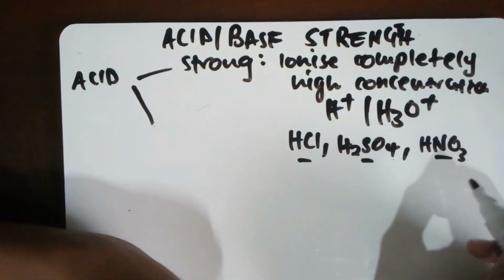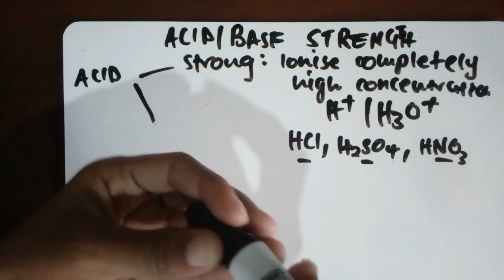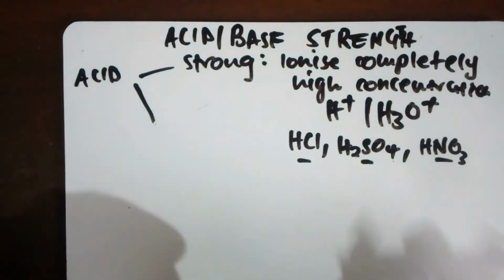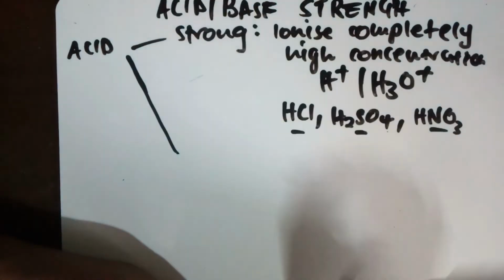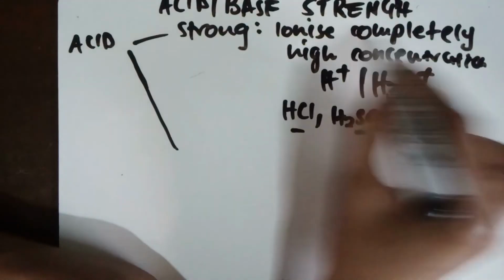When you're working with them in the lab, you have to be extremely careful because they are quite corrosive, right? They can actually burn your skin. Cool. But we also have weak acids, like we mentioned. And how do we define weak acids? Weak acids are the opposite of this.